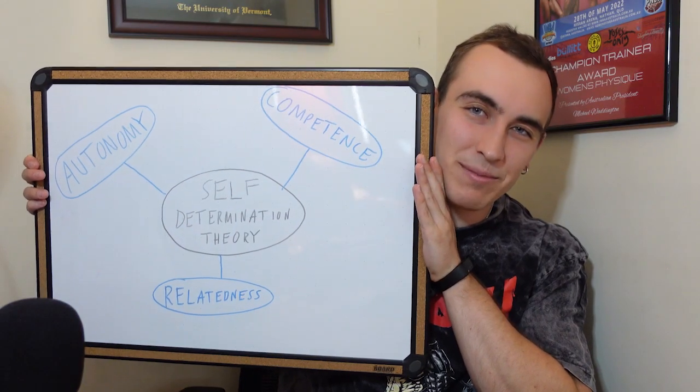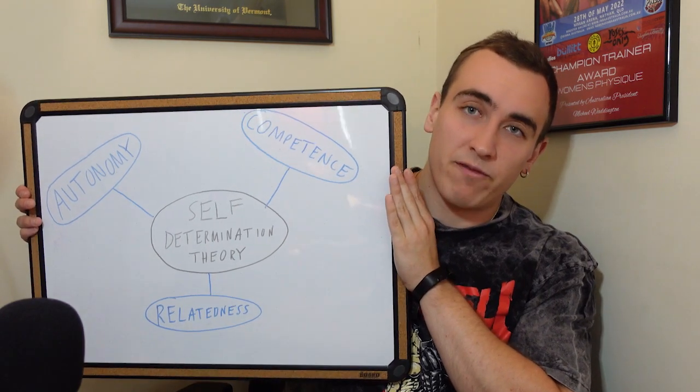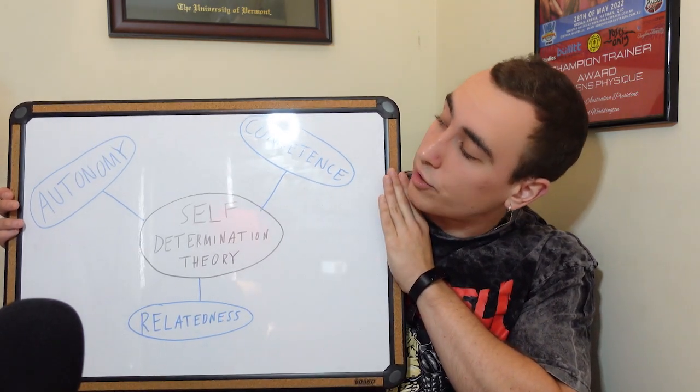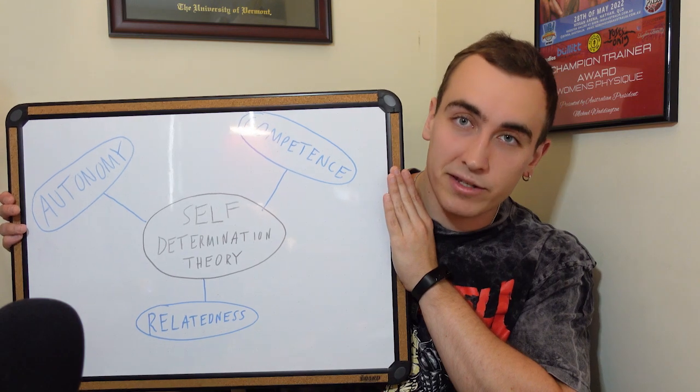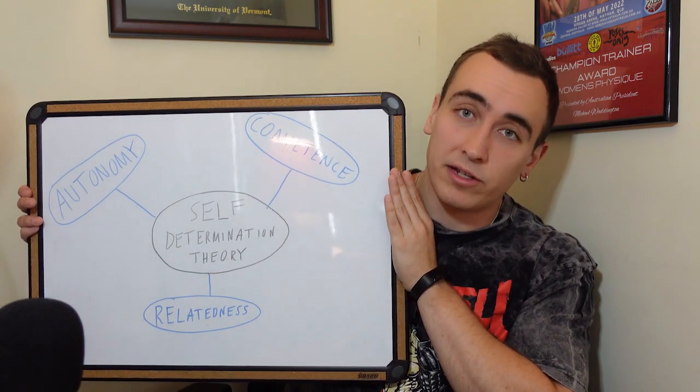So I'm going to grab the whiteboard once again. You can tell how creative I am with the whiteboard designs. So the three main components of self-determination theory, which I've mentioned in other videos, are autonomy, competence, and relatedness. So let's talk about each of those individually, and I'll give practical examples of how it might relate to you and your lifting journey.